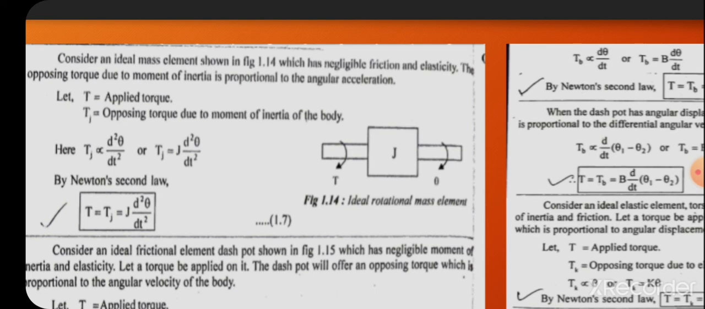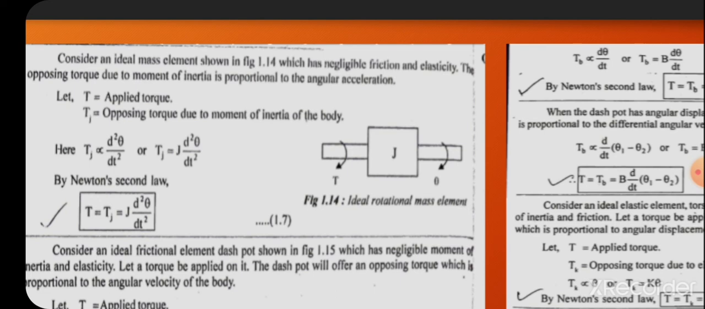But in the case of mechanical translational system, the displacement is linear. So we are using the notation x. Okay, that is the connection. So in mechanical rotational system, since it is a rotational system, the displacement will be angular displacement. So we are using the term theta. Okay, here these all are the parameters.